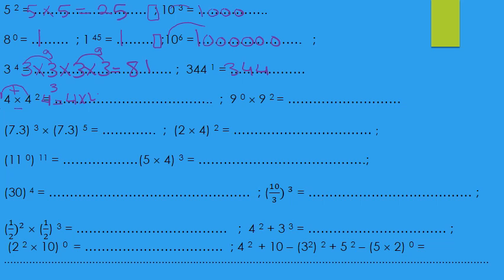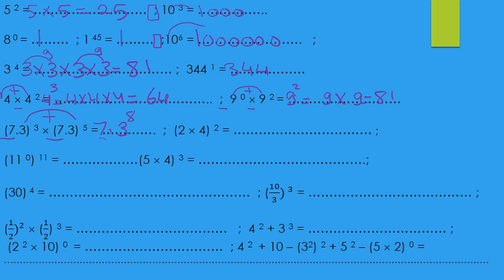It's 4 times 4 times 4, which is equal to 64. Now we have also same bases, so the base will be 9 and we add 0 plus 2, it is 2. What's 9 squared? It's 9 times 9, which is equal to 81. Also now we have base 7.3, base 7.3, so it will be 7.3 and we add the exponents. 3 plus 5 is equal to 8.